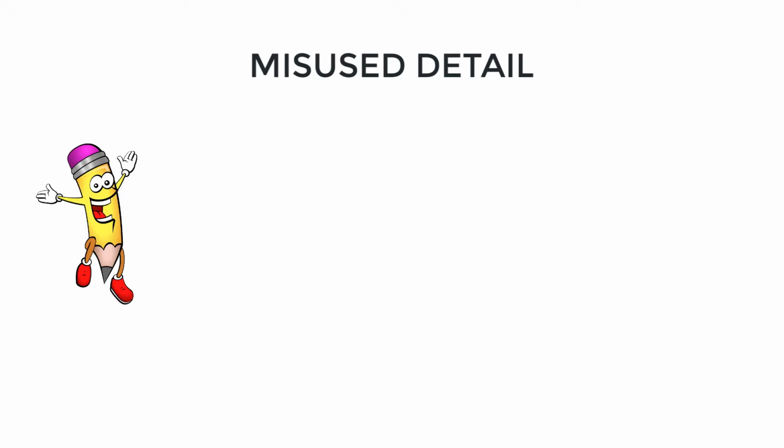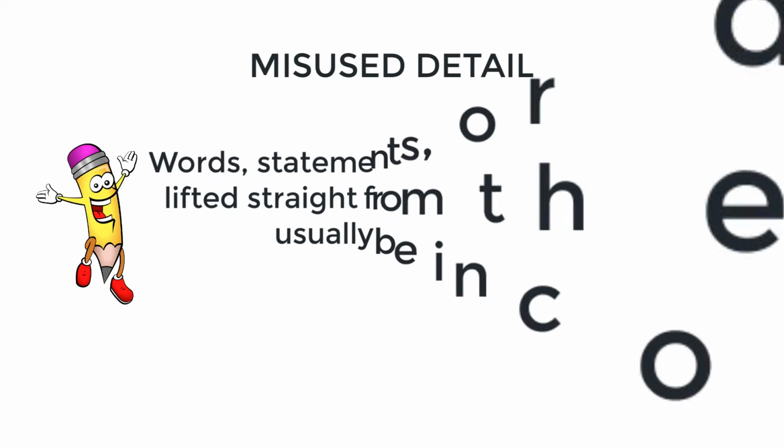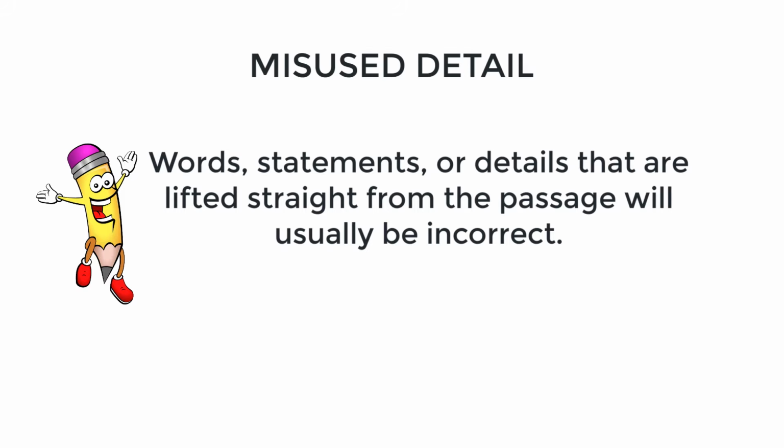Let's go on to the second type of trap answer, and this is a misused detail. Word statements or details that are lifted straight from the passage will usually be incorrect. These will be in word-for-word format. The more the wording resembles the text, the likelihood of being incorrect increases.